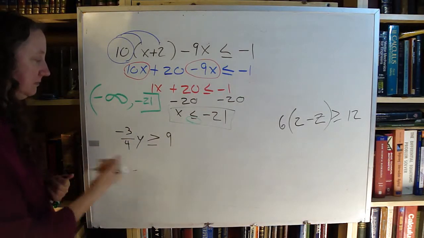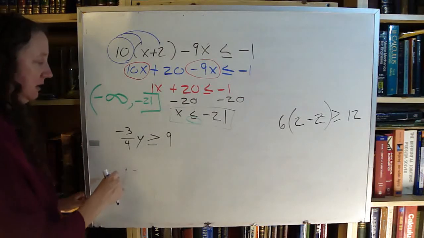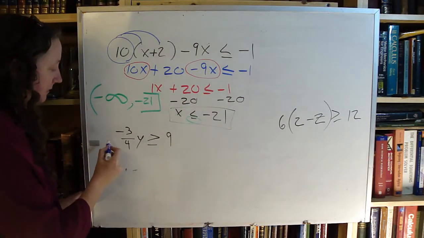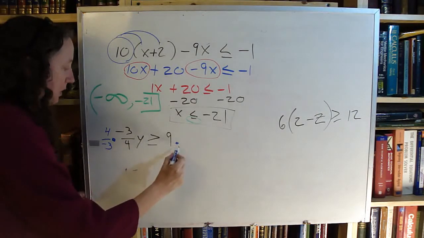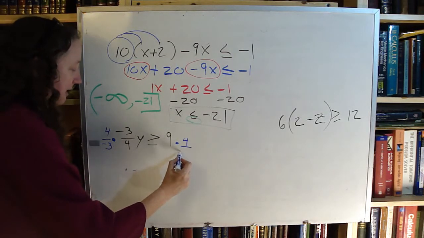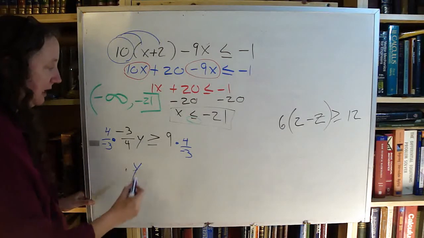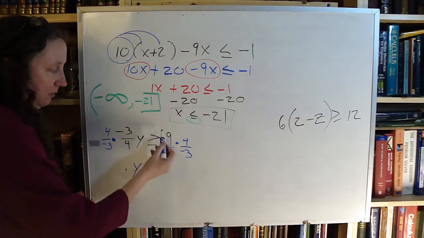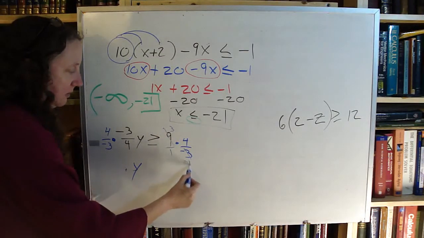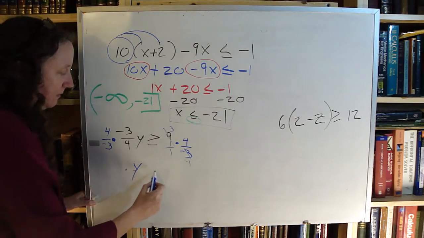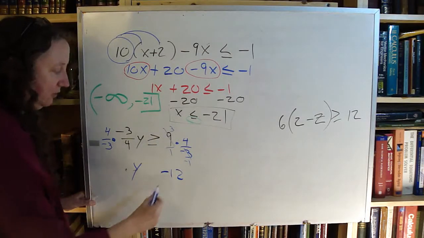Next problem. Negative 3/4 times y is greater than or equal to 9. There's only one thing to get rid of, so I'm going to multiply by my reciprocal. What I do on one side, I do the same thing on the other side of the inequality. The y is now alone. Multiply this. I'm doing it by hand. So I get 3 times 4, 12. One negative sign amongst all of it, so my answer is negative.